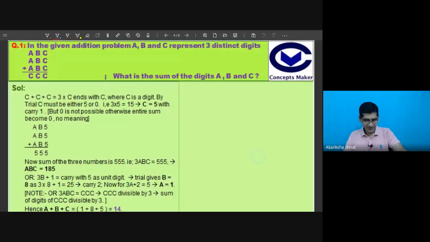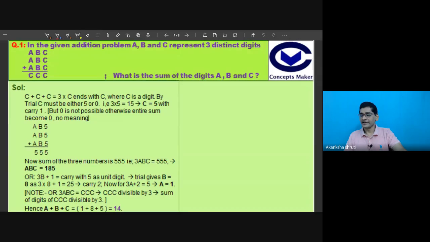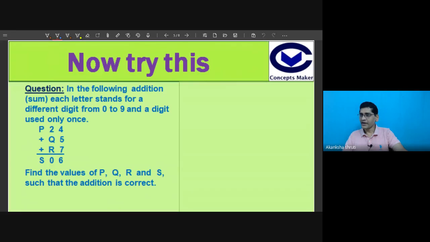The same thing is also written in this slide. Now, by knowing this concept, you are advised to try this question, where some of the digits are given and some of the digits are unknown. It is like this: P24 plus Q5 plus R7 is S06. Then we have to determine the value of PQRS.